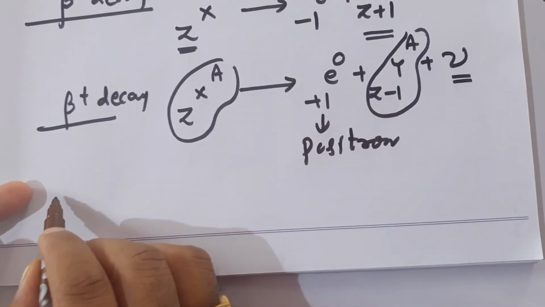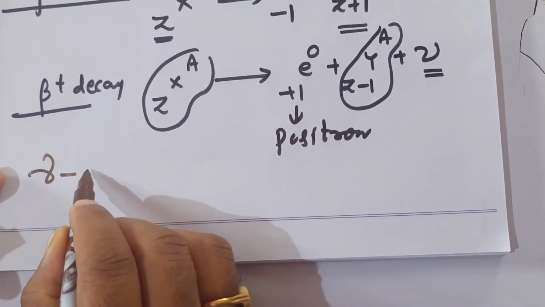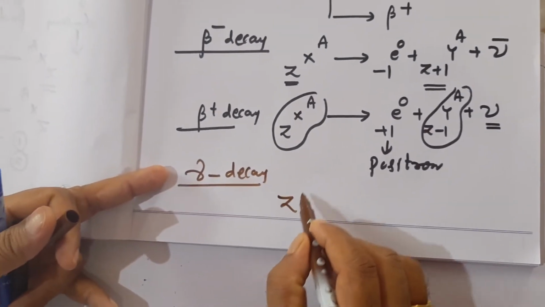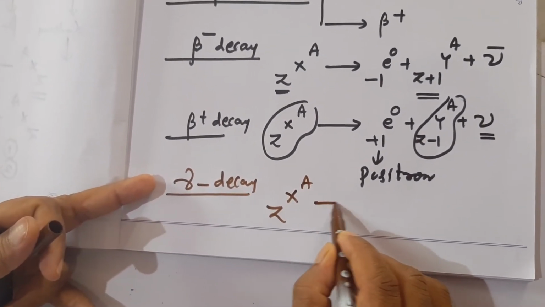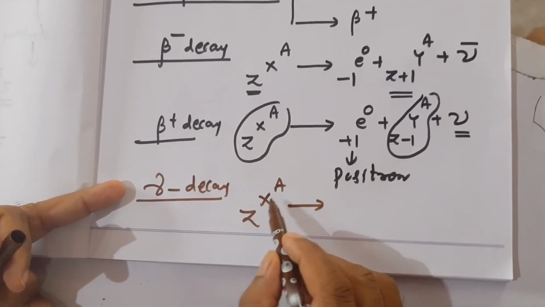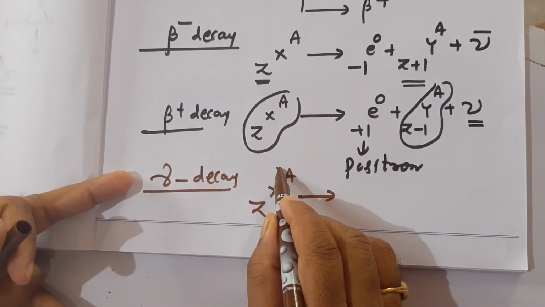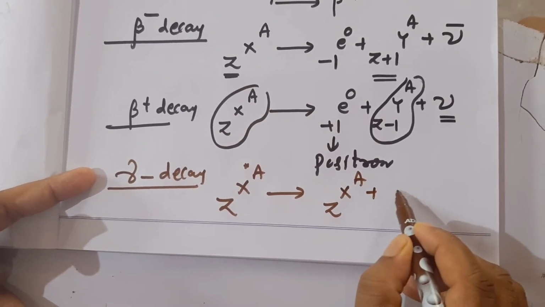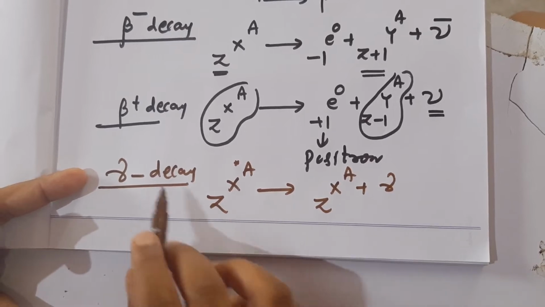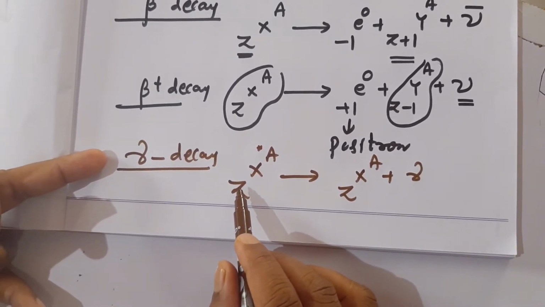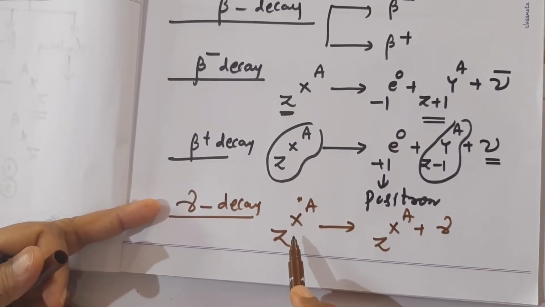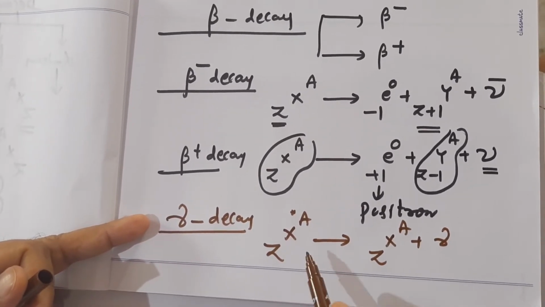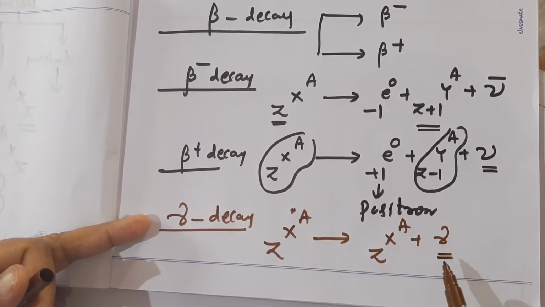Now the third kind of decay is called gamma decay. It is represented as ZXA star gives rise to the same ZXA plus gamma radiation. This happens when the radioactive element nucleus is in the excited state, then in coming to the normal state it emits the gamma radiation.